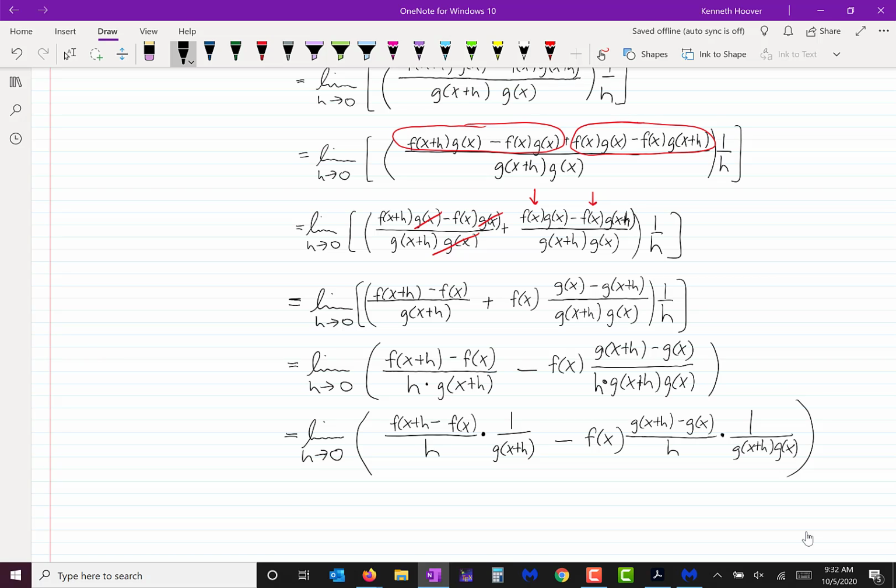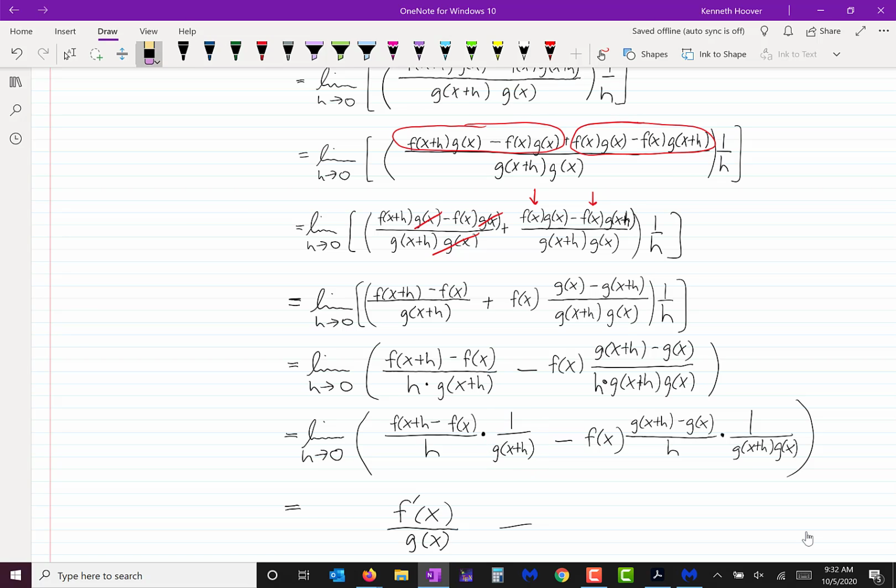Now the algebra is done and we can do the limit. What's the limit of this? You should recognize that. That's the thing that we call f prime. What's the limit of this? That's going to be 1 over g of x, right? So let's just put a g of x under there. And then our minus sign in the middle.